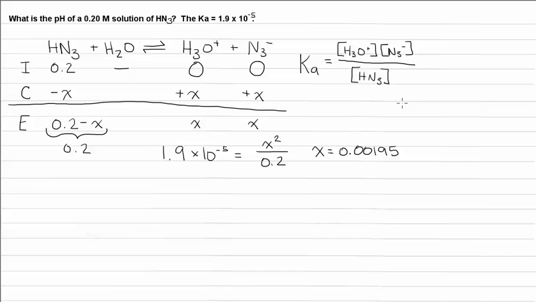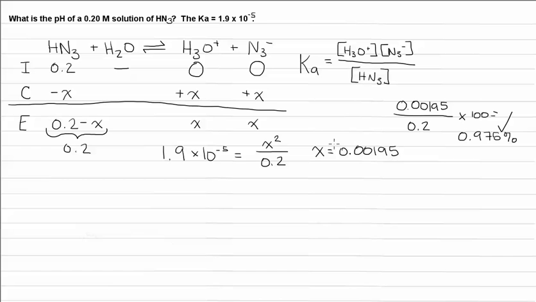It's good practice every time you make an assumption to check to make sure that your assumption is valid. So to check to make sure the assumption is valid, you take x, 0.00195, and you put it over your initial concentration, the 0.2, and multiply it by 100. If this is less than 5%, then your assumption is valid. And in this case it is, it's 0.975%. So our assumption is valid.